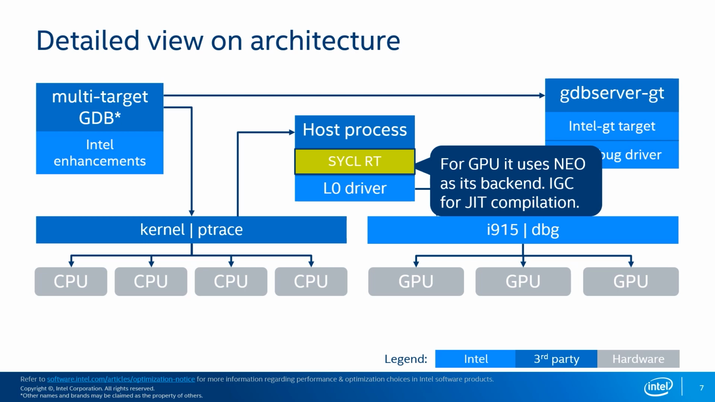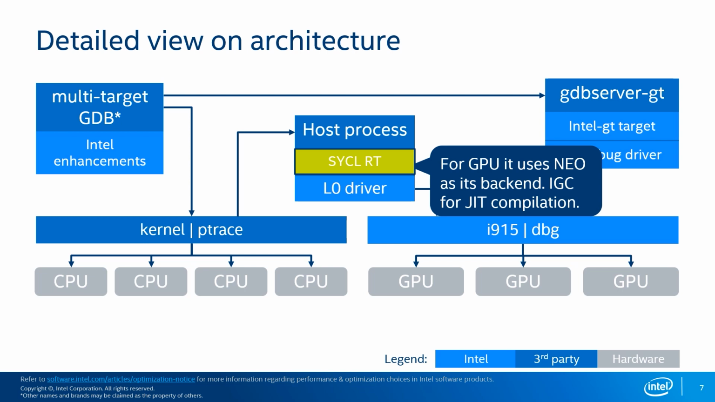The SYCL runtime uses Intel Computer Runtime as its backend. This computer runtime is also known as NEO. For just-in-time compilation, NEO uses the IGC compiler. Once the runtime is notified that the debugger is active, IGC disables most of its optimizations and additionally emits the debug information in the dwarf format. It also places a hard-coded breakpoint at the first instruction of each kernel.